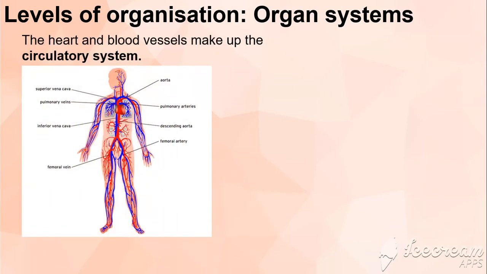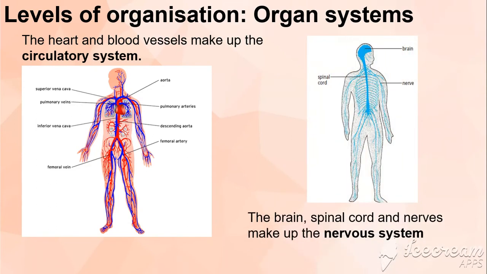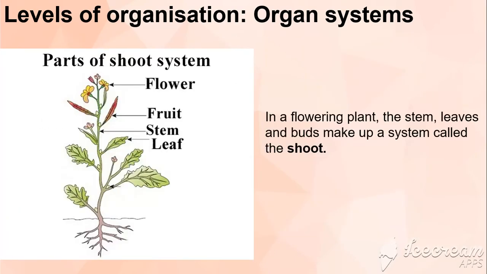An organ system usually refers to a group of organs whose functions are closely related. For example, the heart and blood vessels make up the circulatory system. The brain, spinal cord, and nerves make up the nervous system. In a flowering plant, the stem, leaves, and buds make up a system called the shoot.